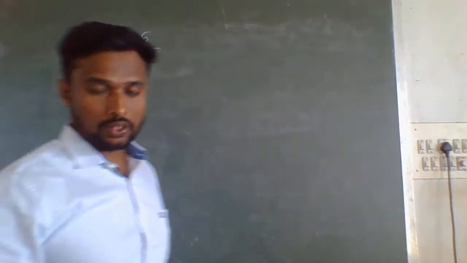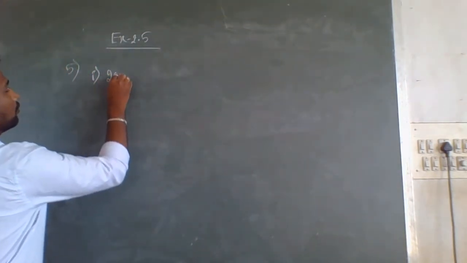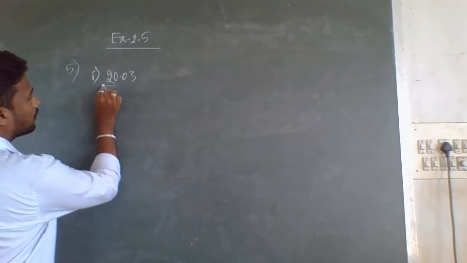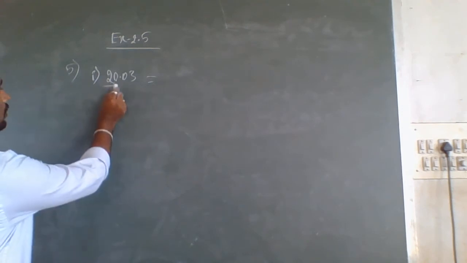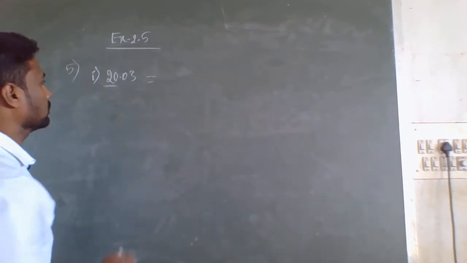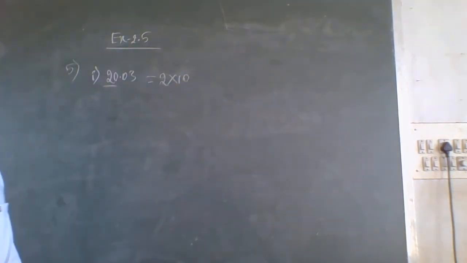In first problem what they have given, 20.03. So we have to expand this decimal number 20.03. Here, 20 means, first we should consider the left part of the decimal point. Here 20 means 2 is at the tens position and 0 is at the ones position. So what we should write here, 2 into 10, because 2 is at the tens position.